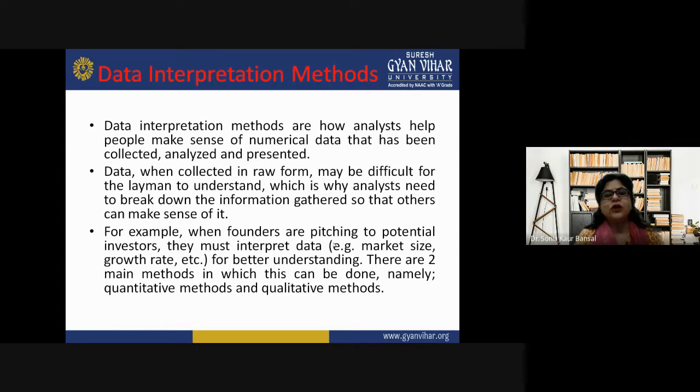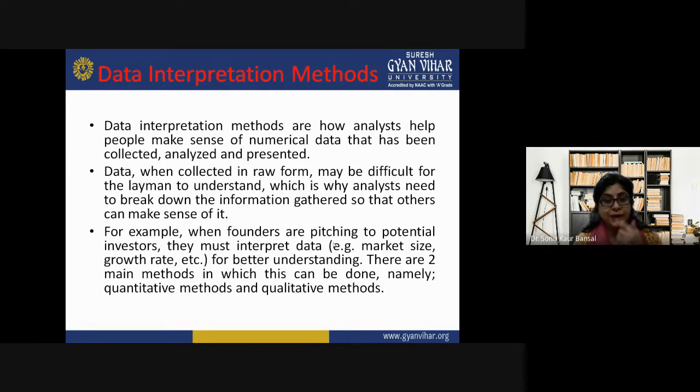Now, students, let's talk about data interpretation methods. Data interpretation methods are how analysts help people make sense of numerical data that has been collected, analyzed, and presented. I had told you that once you have collected your data in the form of raw scores, you just have scattered numbers, a large sample and large numerical data. How are you going to give meaning to it? Interpretation will give you very good assistance in that.